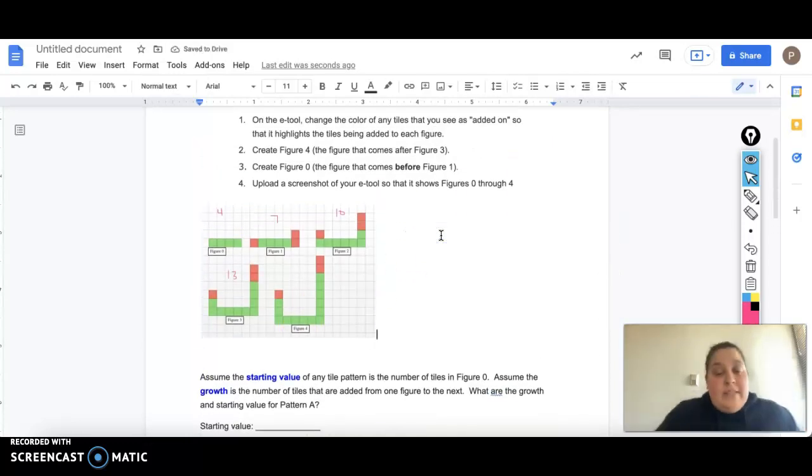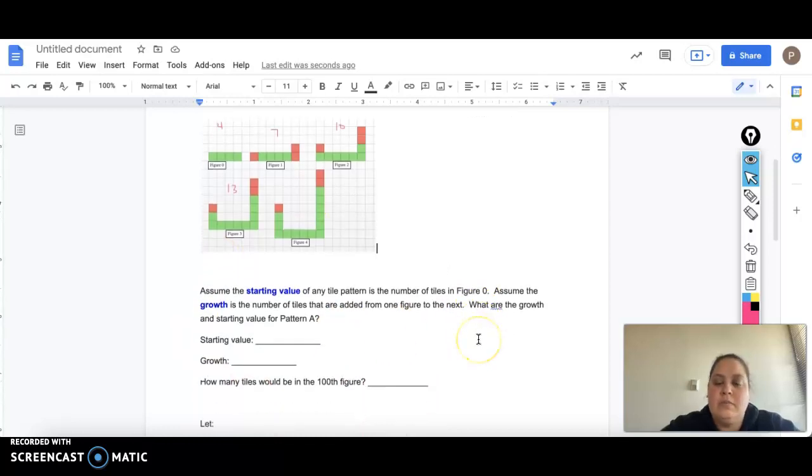So that's again how to use the tool, how to look at a pattern and see, do I understand what's happening in this pattern? Okay, we want to highlight the new stuff that's being added every time. And the reason why is because right here we have some good information that we want to pay attention to. First and foremost, assume the starting value of any pattern is the number of tiles in figure 0. So whenever we have a picture like this, we want to first find figure 0 and know how many tiles are in figure 0, because that's where I start, right?